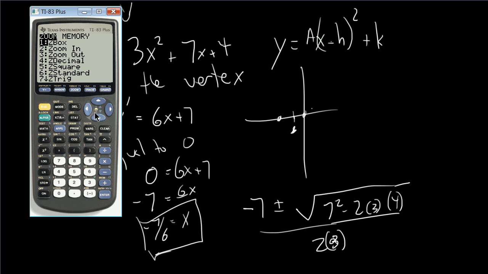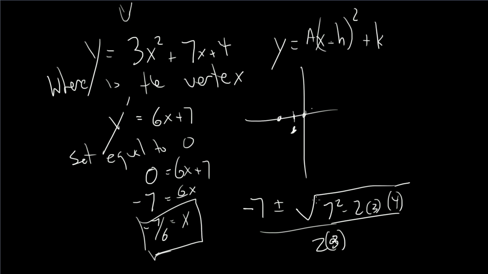Zoom in. Okay, it's kind of hard to see what's going on with this, but we know that x is at minus 7th x. We should know, let's see, this is 49, so it's minus 7 plus or minus 1 all over 6. So it is pretty close to what we're talking about here.